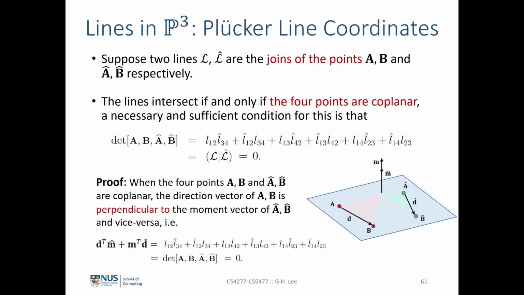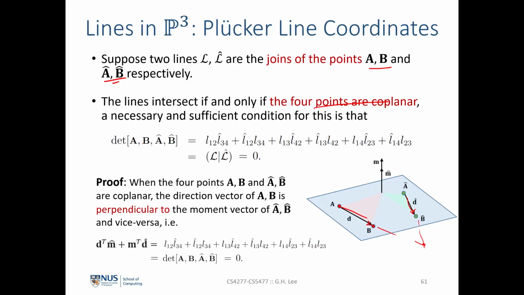And now suppose that we have two lines, L and L hat, which are the joins of the points A, B, as well as A hat and B hat, respectively. Then the lines intersect if and only if the 4 points are coplanar. This means that they all lie on a plane, so these two lines would become coplanar as well. Hence, it's equivalent to the projective 2D space, where the two lines will always intersect at a certain point.